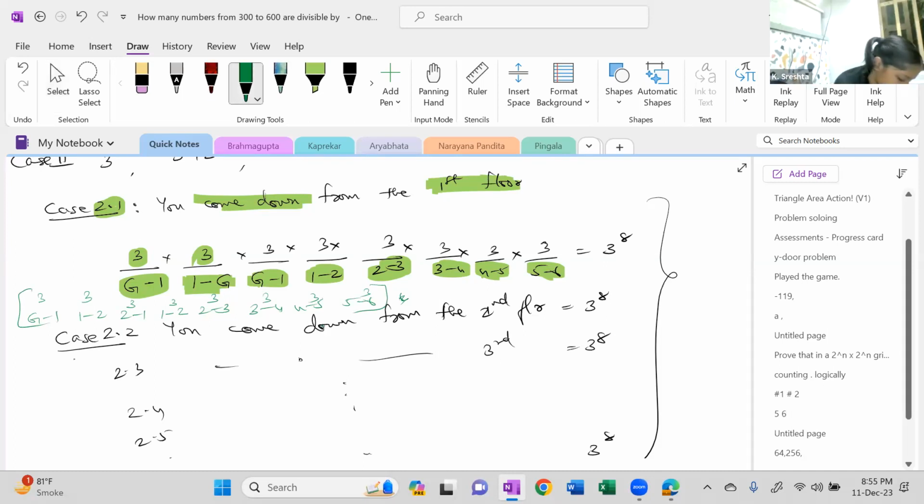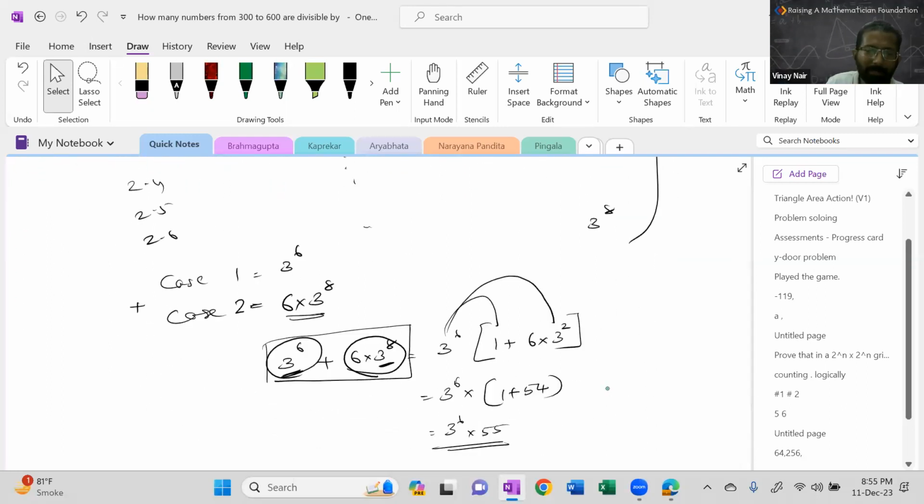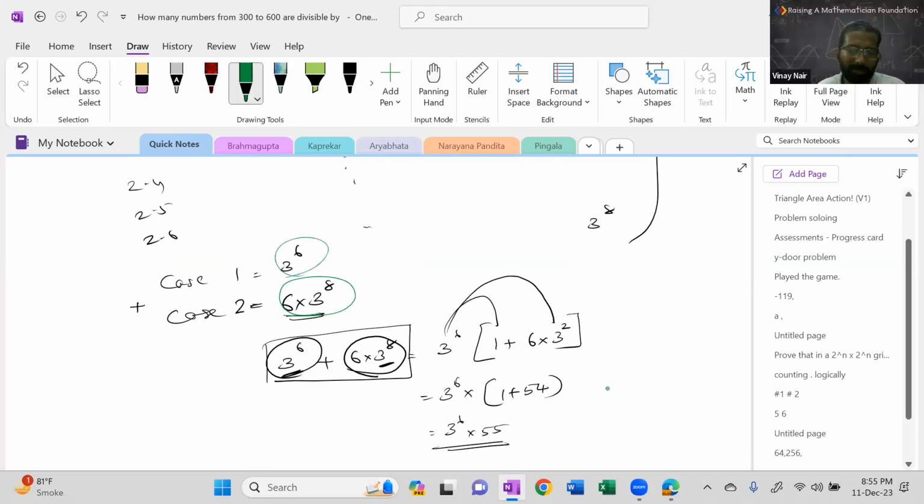Sir, doubt. Wait, one second. Let me just finish with one. That means there are 6 times 3^8 possibilities for case 2. And there are 3^6 possibilities for case 1. It is either case 1 or case 2 because you may choose to come down, you may not choose to come down. So you add both of them. So now we have both of them, coming down also and directly going also. Okay, sir. Thank you for asking that question. I really appreciate that one.